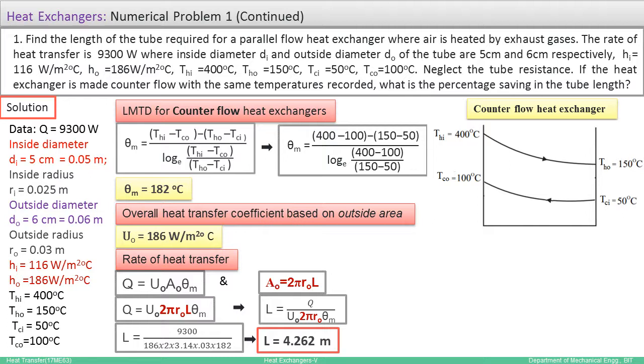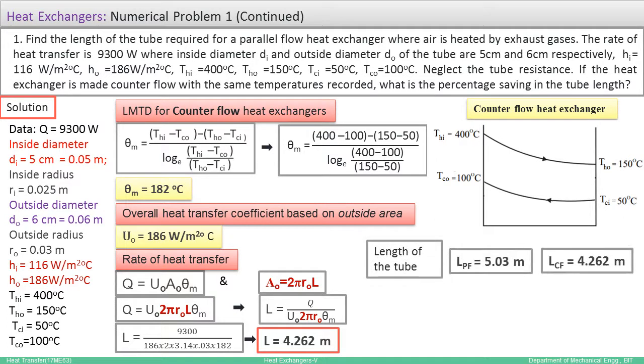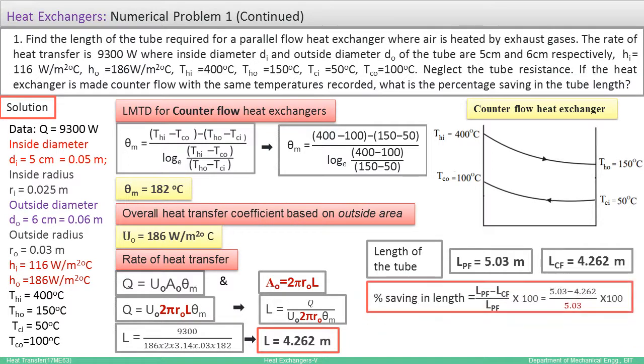So now it is required to find out what is the percentage saving in the tube length. For that purpose, first we'll list out these lengths for parallel flow and counterflow. And now for this percentage saving in length, the reference is parallel flow. So the difference is length of parallel flow minus length of counterflow. We have taken this difference and divided it by the length of parallel flow and expressed this as a percentage by multiplying it by 100. In doing so, we get 15.2% as the answer.